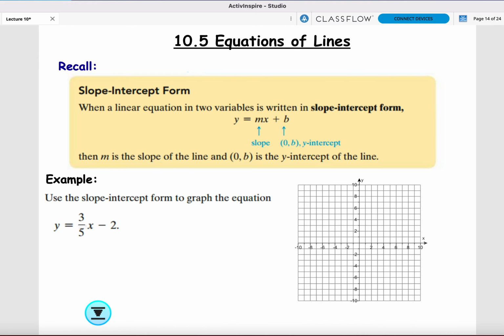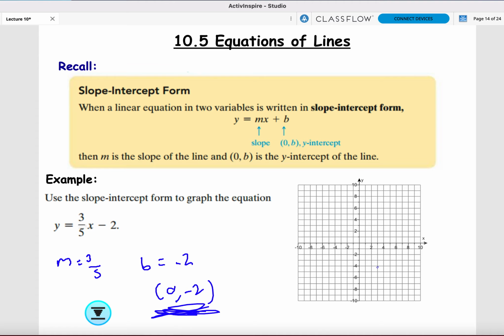All right, we're on the last section, guys. Last section, 10.5, Equations of Lines. So recall the slope-intercept form. When a linear equation in two variables is written in slope-intercept form, y equals mx plus b, where m is the slope and b is the y-intercept, we can use the slope-intercept form to graph the equation. So how do we do that? To do that, you want to label m and b. So we know m is equal to 3/5. We know b equals -2, which as an ordered pair is (0, -2). So this is where you're going to start.